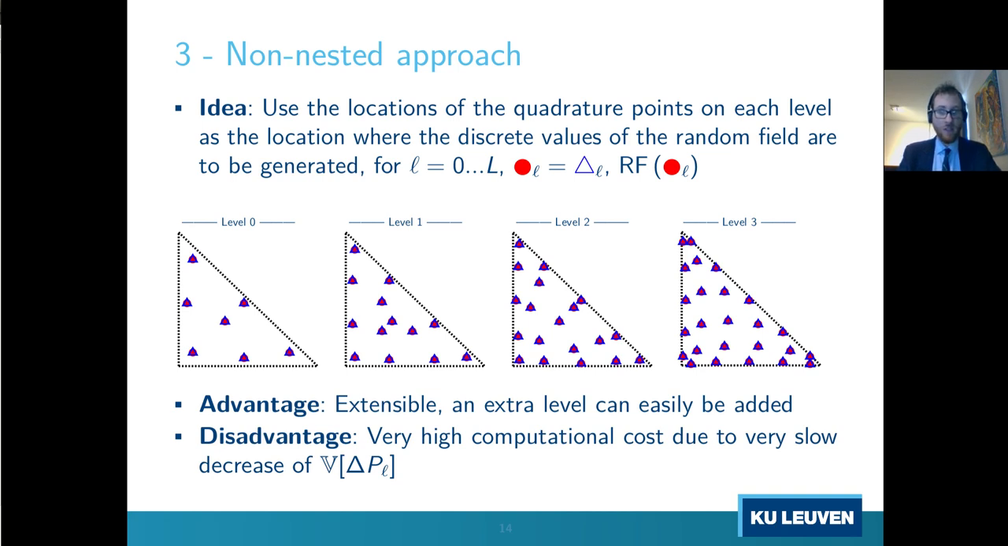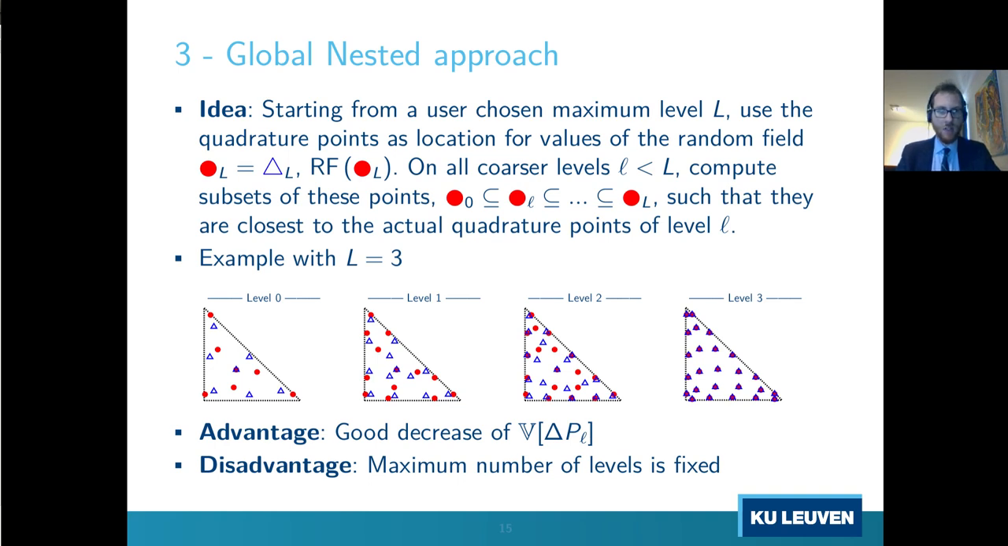The advantage is that it's easily extensible, so an extra level can easily be added. The disadvantage is that it will lead to a very high computational cost due to the very slow decrease of the variance of the difference. A different approach is the global nested approach. The idea is to start from a user-defined maximum level, capital L. This is the maximum level that your multi-level simulation can reach. If you need one more level, then you have to restart it with a new hierarchy.